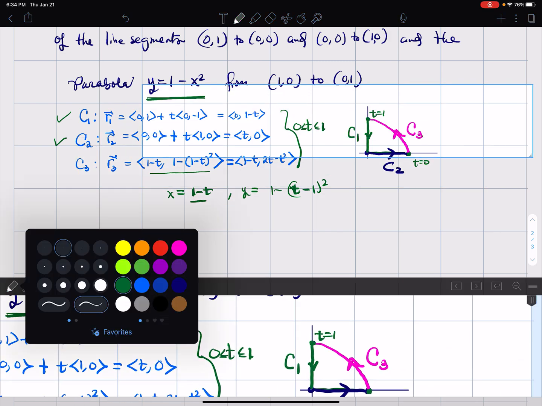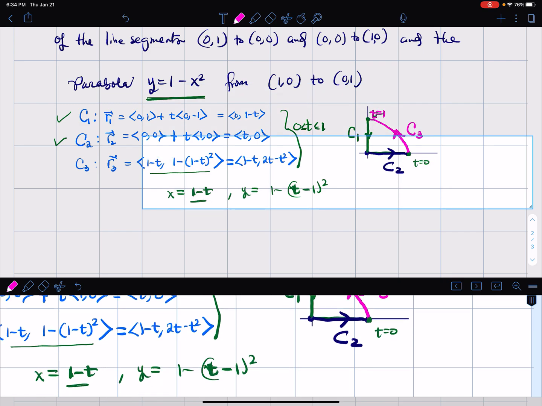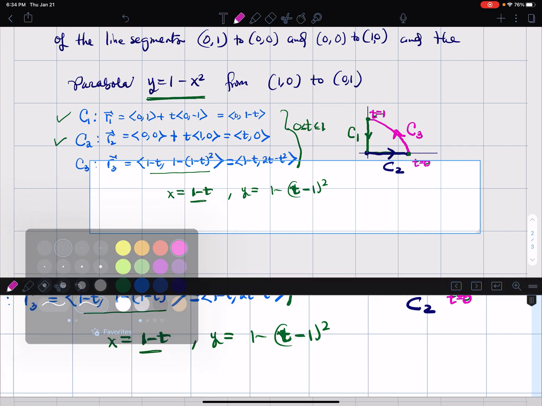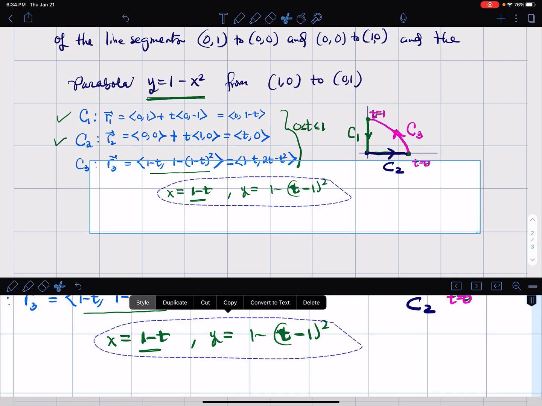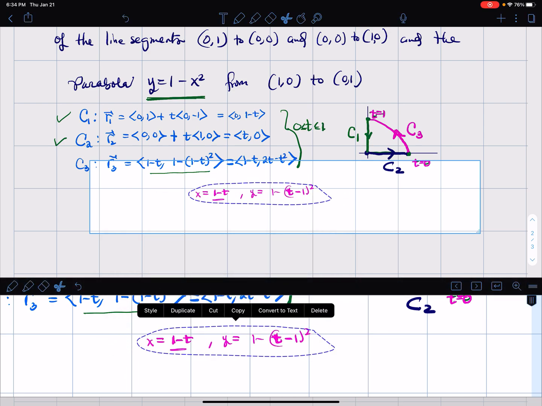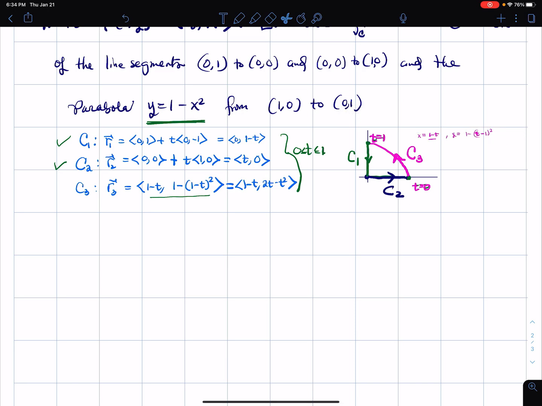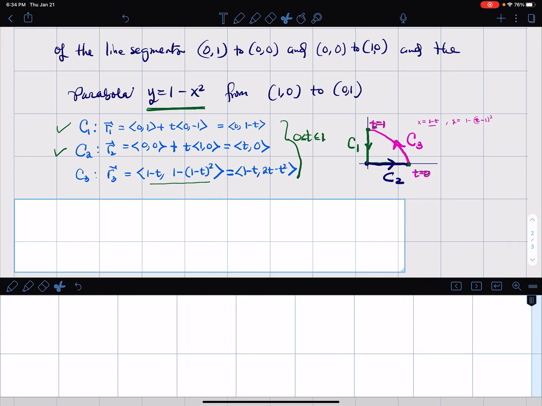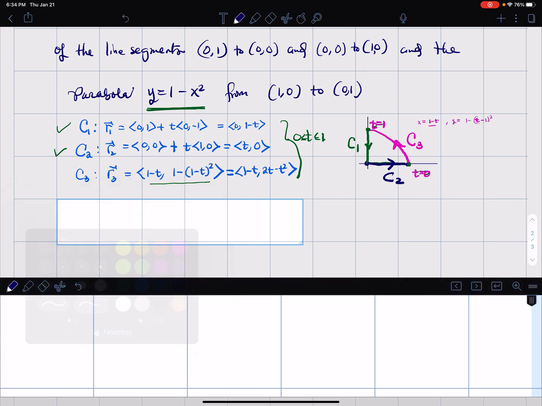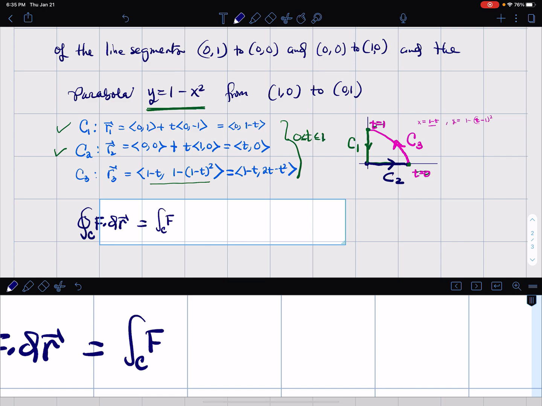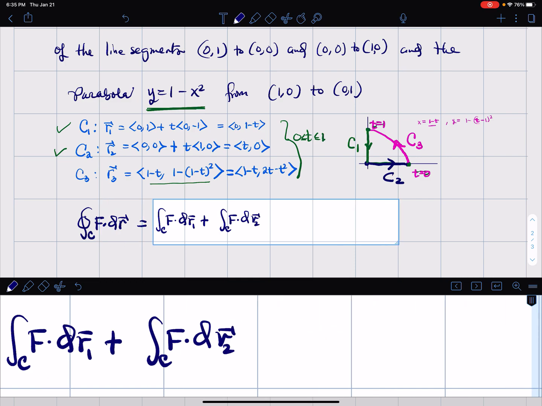Let me write this in pink to make everybody know that I'm just talking about the pink curve. Okay, and I could also do this in pink. Why not? All right, so that makes sense now. So we have our parameterization, and we know that we're doing our integration of the vector field along C, and C is a combination of C1, C2, and C3.